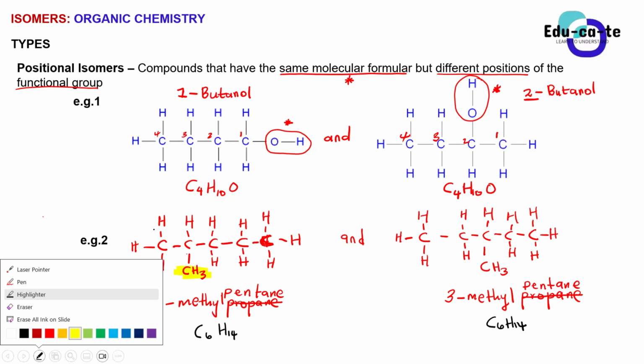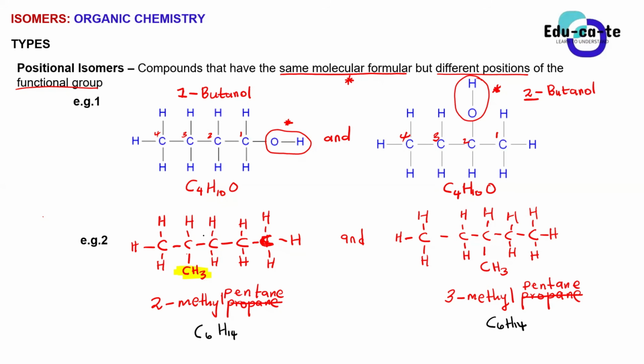Because you can see that this is your carbon 1, this is your carbon 2, this is carbon 3, 4, and carbon number 5. So this methyl group was found on carbon 2. That's why the name is 2-methyl. But when you go to the second compound, your methyl group was found here, and this is on carbon number 3. So that is 3-methyl. So if I say this is 1, this is 2, this is 3, it means that here my methyl group is found on carbon number 3.